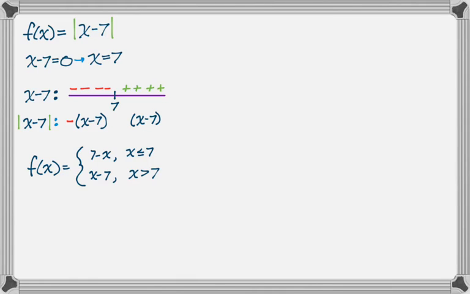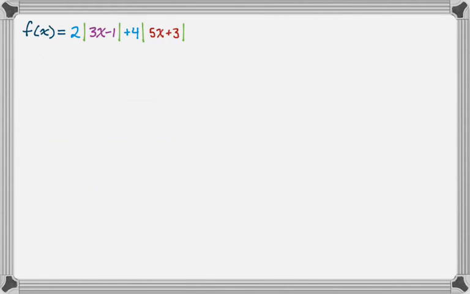And that's done. So let's take a look at a slightly more complicated one, which is kind of the point of the video. So we have f of x is 2 times the absolute value of 3x minus 1 plus 4 times the absolute value of 5x plus 3. So now we have two different things. They're being added. They're also being multiplied by coefficients. So this has almost everything you'd have to deal with.